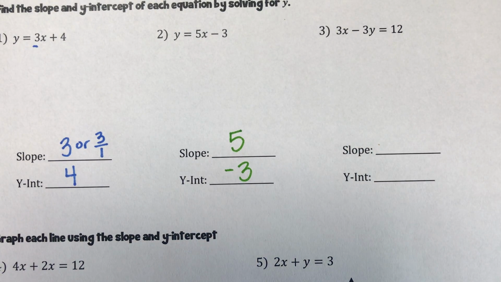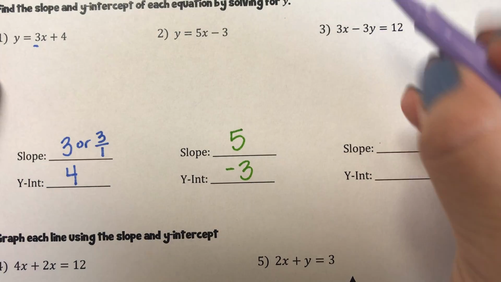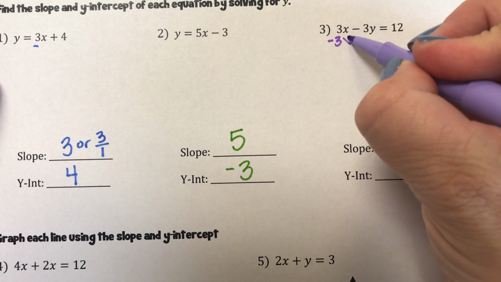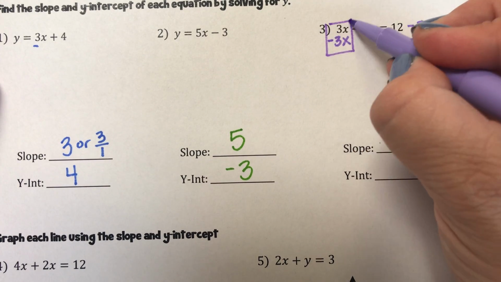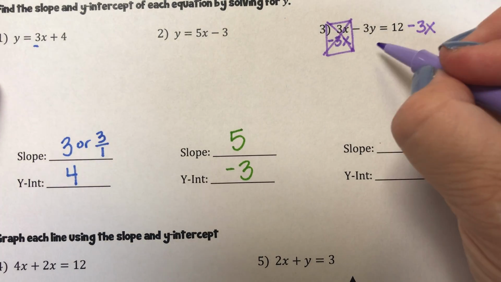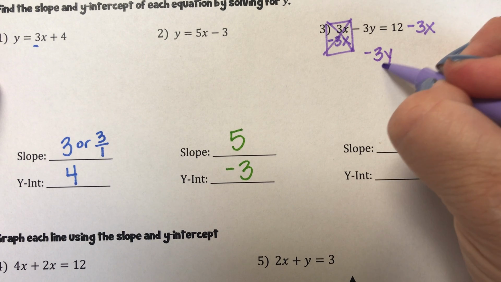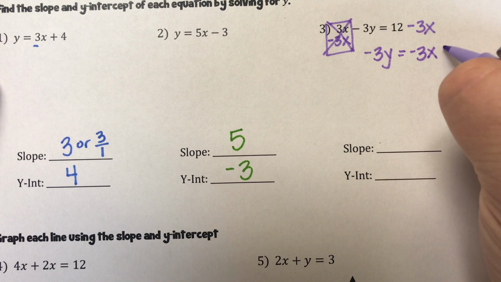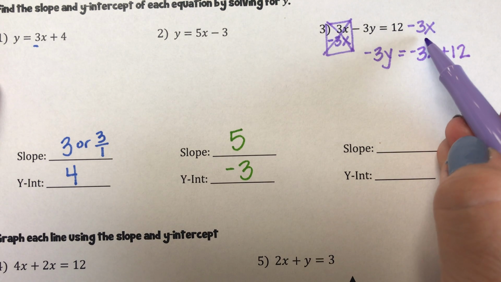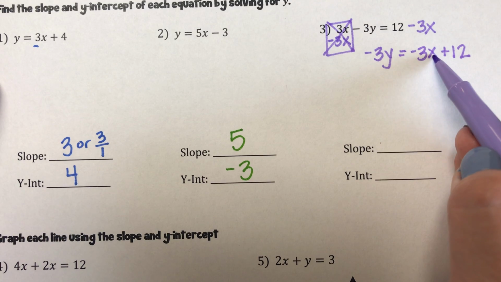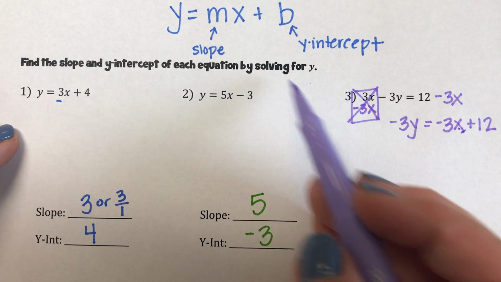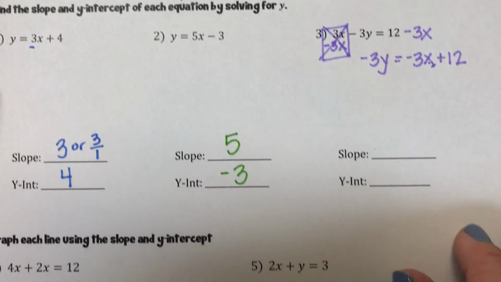Okay, this one is what I was talking about. This is not solved for y. So we are going to use our equation skills to solve this equation for y. So first thing we're going to do, I don't want x's over here, correct? So 3x minus 3x cancels. So now I have -3y equals -3x plus 12. The reason that I put the -3x first, right? 12 minus 3x is correct, but when we're trying to put it in slope-intercept form, I want mx plus b.